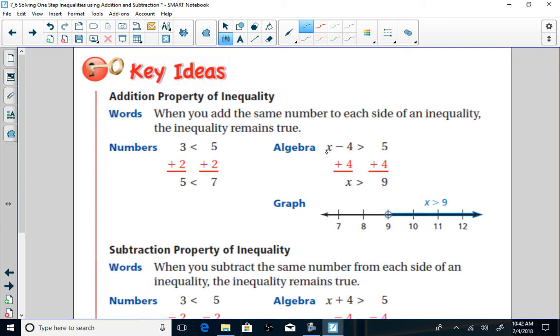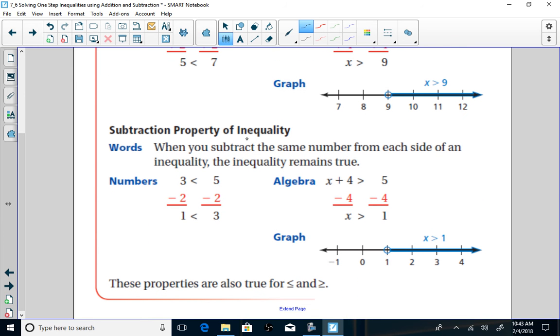Here's an unknown value. Some number when we take away 4 has to be more than 5. To find that missing value, I use the opposite of whatever operation we see. I see subtraction, so the inverse of subtraction would be addition. We use the addition property of inequality to add 4 to both sides of that inequality. I find my solution. The value that makes that inequality true would be any number more than 9. Graphically, that would be 9 on the number line, circled but open, and an arrow going to the right, showing that all the values to the right of 9 on the number line are going to make that true.